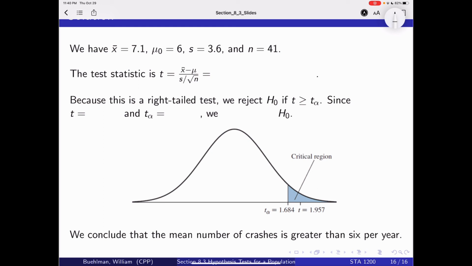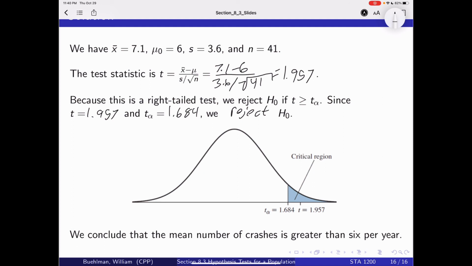The test statistic t we calculate as 7.1 minus 6 over 3.6 divided by the square root of 41, which gives us 1.957. Because this is our right-tailed test, we reject the null hypothesis if our test statistic is larger than or equal to our critical value. Since our test statistic was equal to 1.957 and our critical value was equal to 1.684, we see that our test statistic is larger than or equal to our critical value. Thus, we reject the null hypothesis.